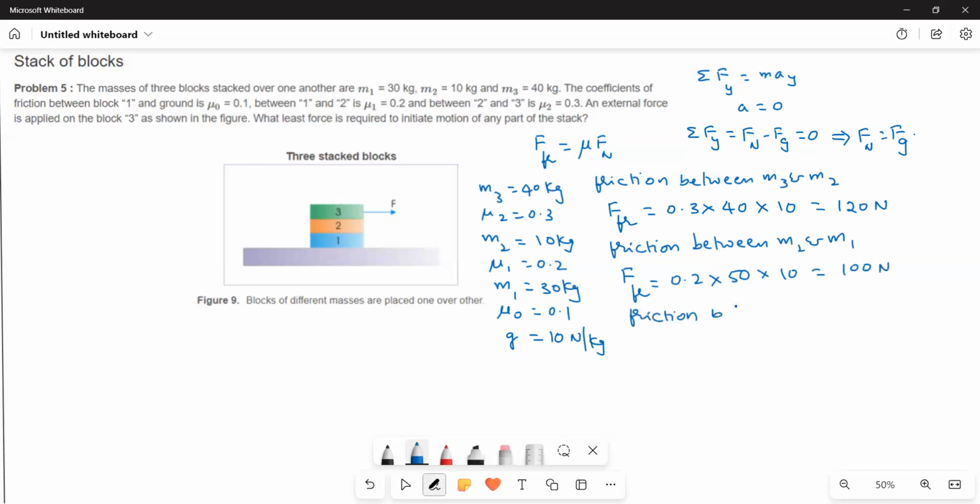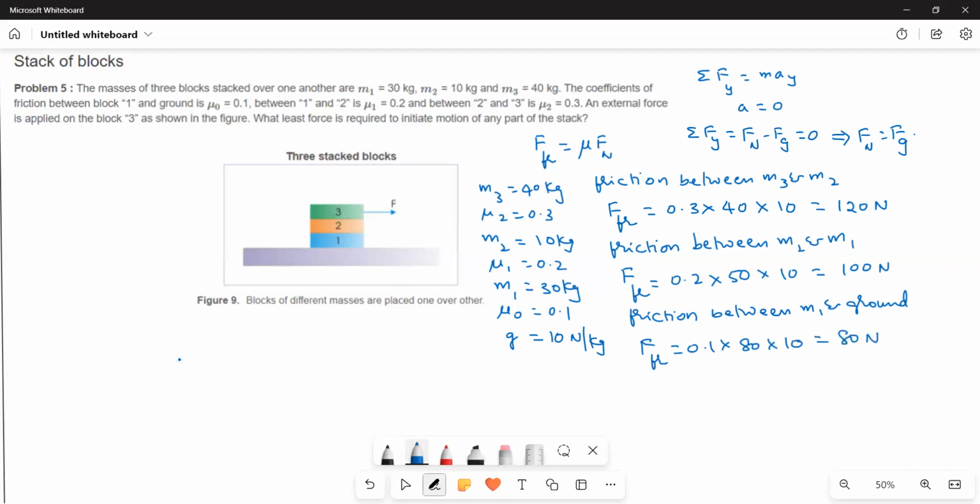And then friction between the first block, M1, and the ground. F friction = 0.1 into all the 3. So 40 plus 50 plus 80, that is 80 into 10, which is equal to 80 Newtons.